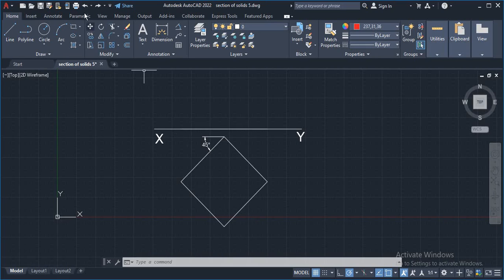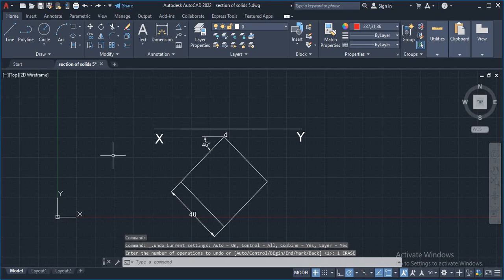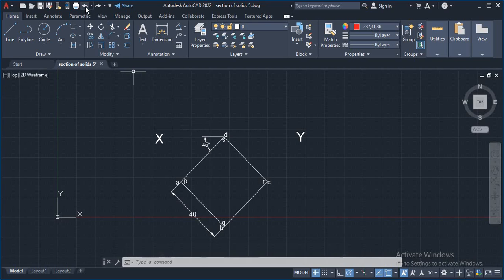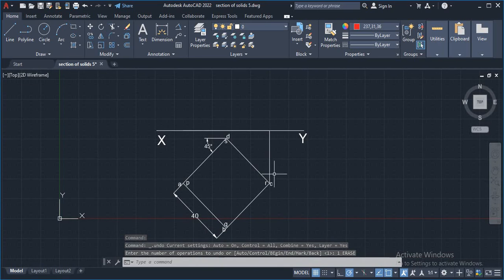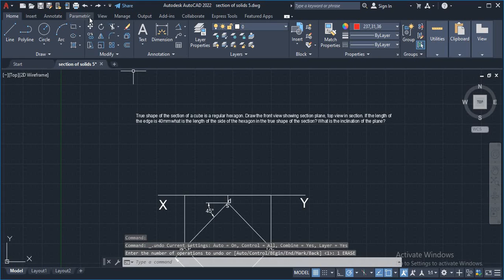Now mark the points. So this is the length 40 mm. Mark the points A, B, C, D. That is the top face of the cube. And P, Q, R, S is the bottom face of the cube. Now draw projection lines. So draw projection lines from the point C, D and A up to XY line. So these are the projection lines which are drawn.